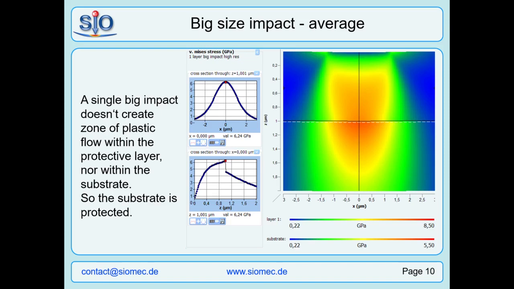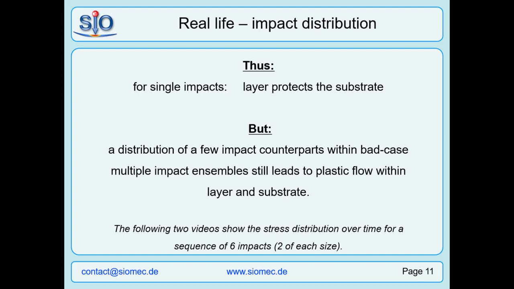We saw that for the single impacts, the layer indeed protects the substrate. But a distribution of a few impact counterparts within a bad case multiple impact ensemble still led to plastic flow within the layer and the substrate. The following videos show the stress distribution over time for a sequence of 6 impacts with 2 impacts of each size.